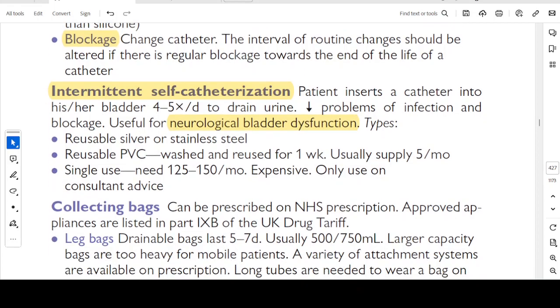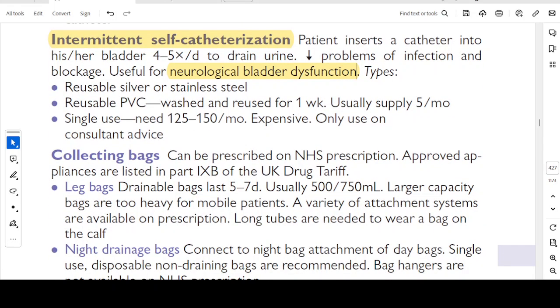Types are reusable silver or stainless steel, and reusable PVC catheters washed and reused for 1 week. Usually supply 5 per month. Single use needs 125 or 150 per month. Expensive, so only use on consultant advice.